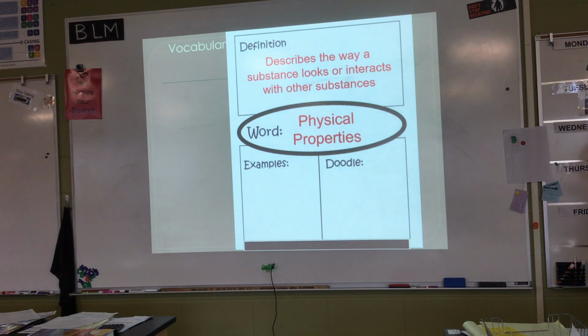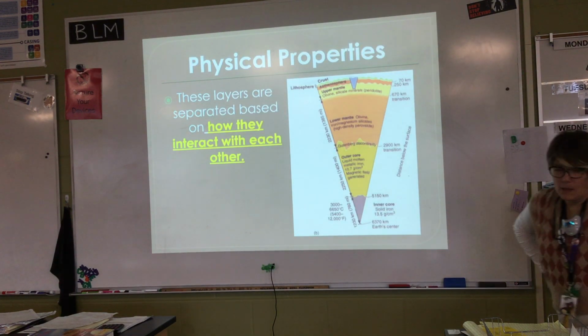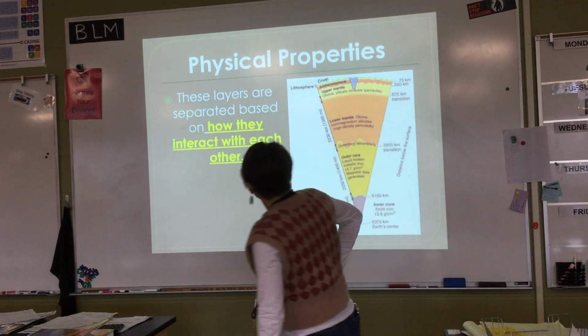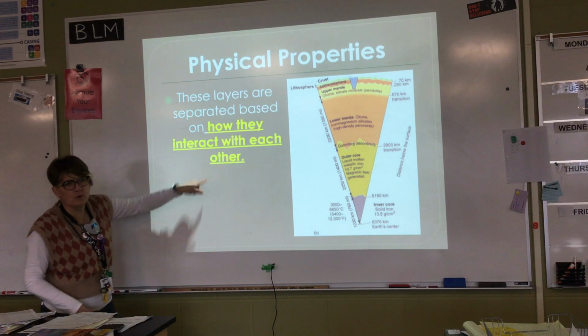Physical properties describe the way a substance looks or interacts with other substances. So we're going to be looking at the examples of lithosphere, asthenosphere, mesosphere, outer core, and inner core. All right, first things first. I need you to write down that these layers are separated based on how they interact with each other. That's the first thing you're going to write.